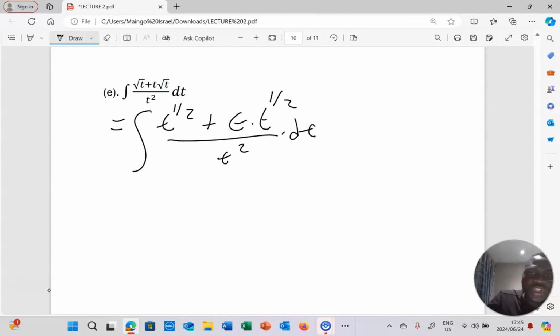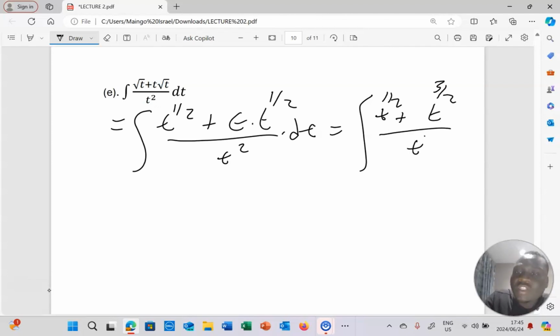So this will be just equal to the integral of t^(1/2) plus t times t^(1/2), using an exponential law. Because of the same base, we add the exponents: t^(1 + 1/2) is t^(3/2), all divided by t^2 dt.